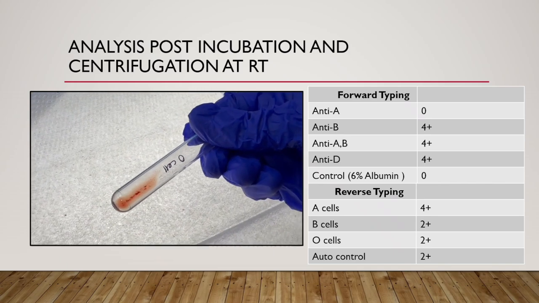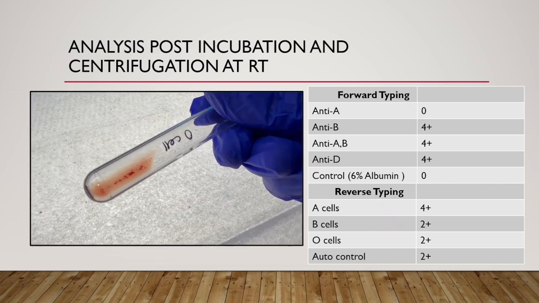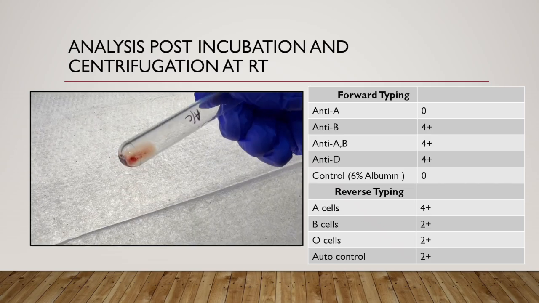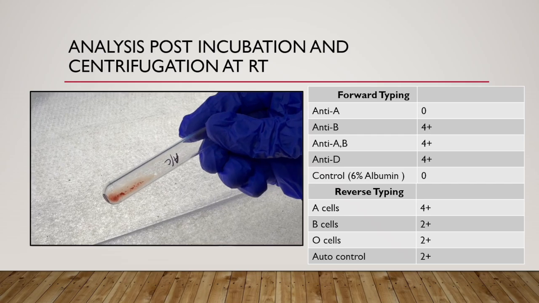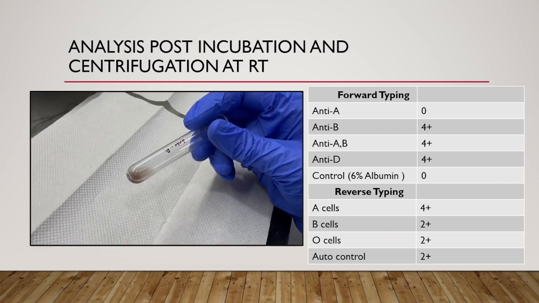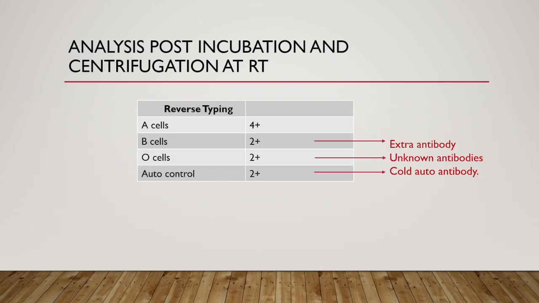Coming to O cell also, we are getting a 2 plus agglutination reaction, and the autocontrol tube is also having a 2 plus agglutination reaction. These are the results we have obtained after reverse grouping at room temperature.